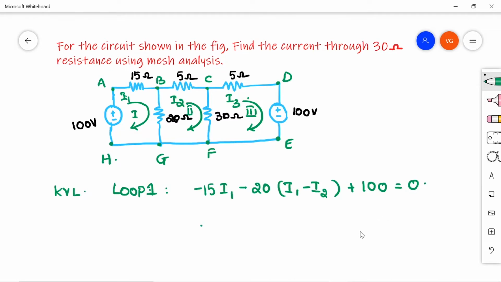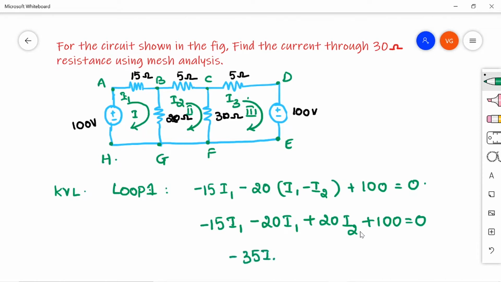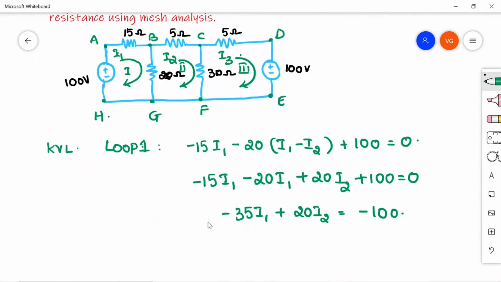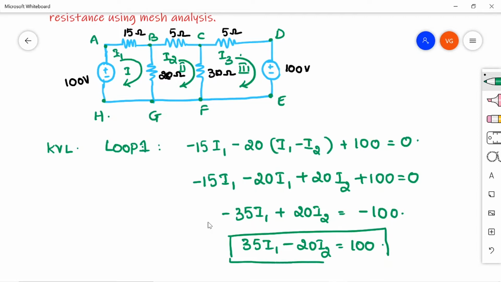So let us simplify this one. Minus 15 I1 minus 20 I1 plus 20 I2 plus 100 is equal to 0. So minus 35 I1 plus 20 I2 is equal to minus 100. So in a more simplified form, you can write this equation as 35 I1 minus 20 I2 is equal to 100. I just took that minus out. So this is my equation number 1 from loop 1.